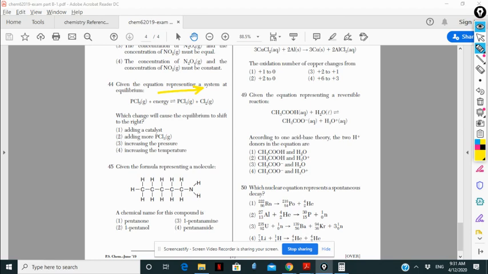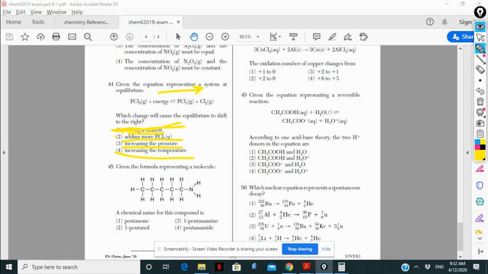Now, if you're adding a catalyst, or adding more PCl3, or increasing the pressure, or increasing the temperature. Here the question comes to ask you if you understand the equilibrium or not. First, this reaction doesn't have any catalyst at all, so adding the catalyst doesn't make any sense.